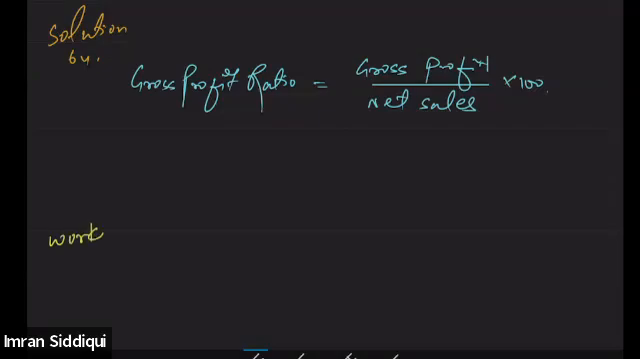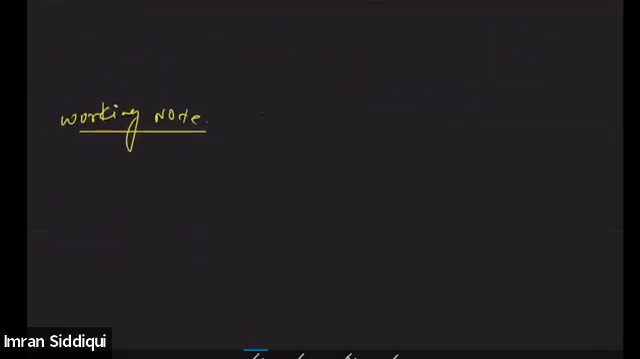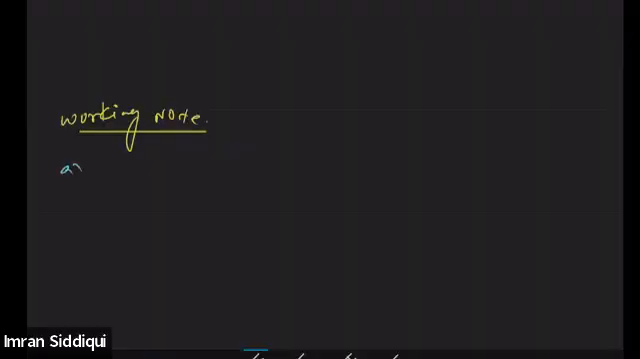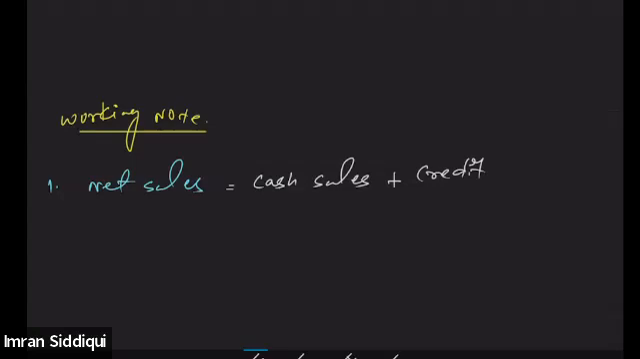Working note. Credit sales is given, so let's start with net sales. So the first working note I'm making is for finding out the net sales. Do you recall the formula of net sales, everybody? Net sales equals what? Cash sales plus credit sales minus the sales return. Right? It is the formula.